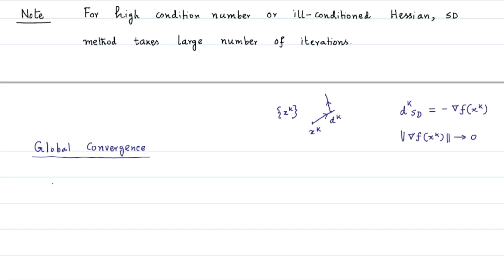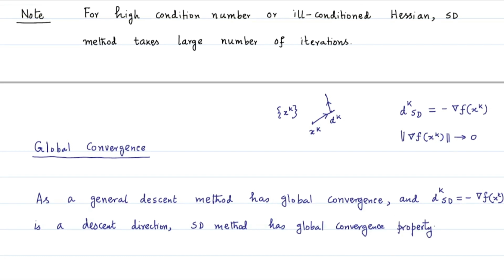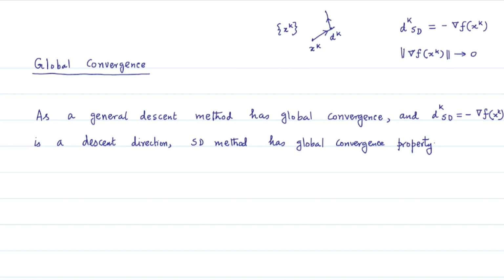And therefore we neatly write here that a general descent method has global convergence, and the direction dksd equal to negative gradient at xk is a descent direction, so the SD method has global convergence.